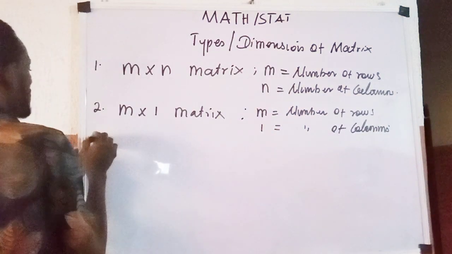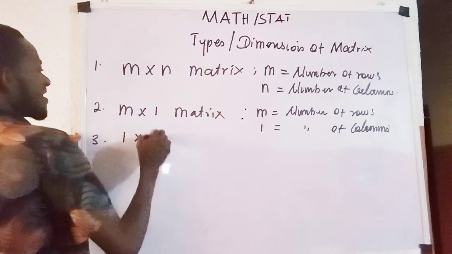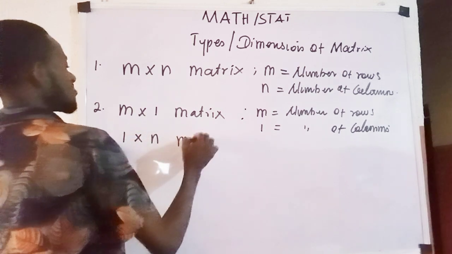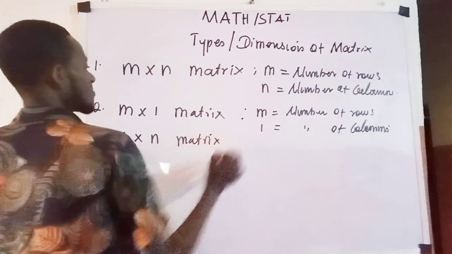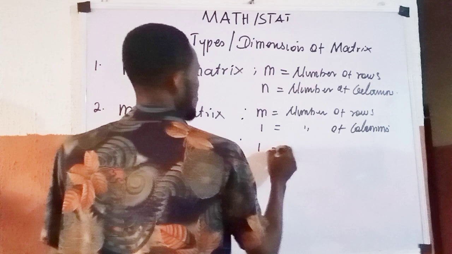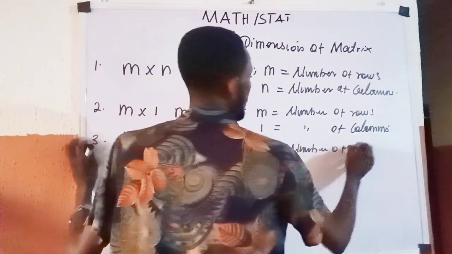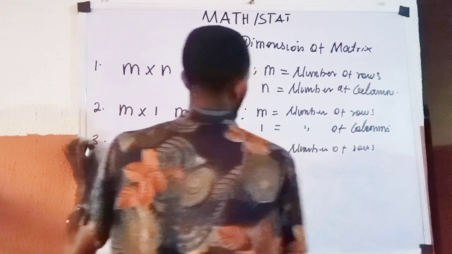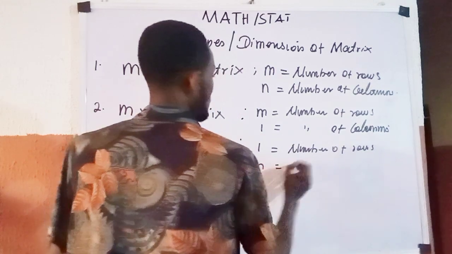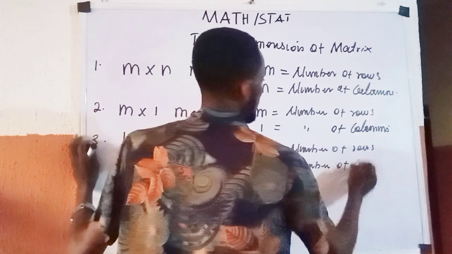But we equally have number 3, where we have a 1 by N matrix. In this case as well, 1 equals the number of rows and N equals the number of columns.